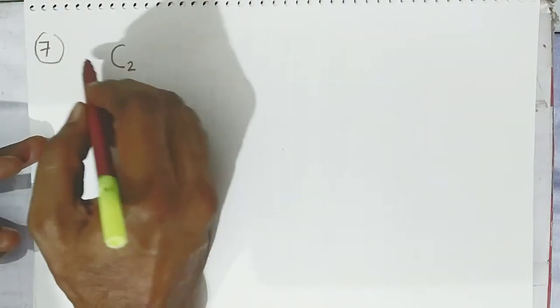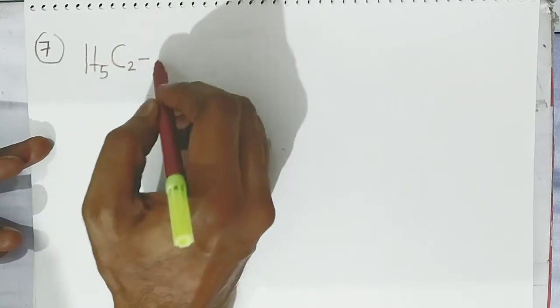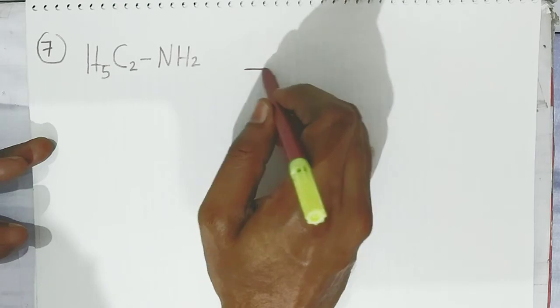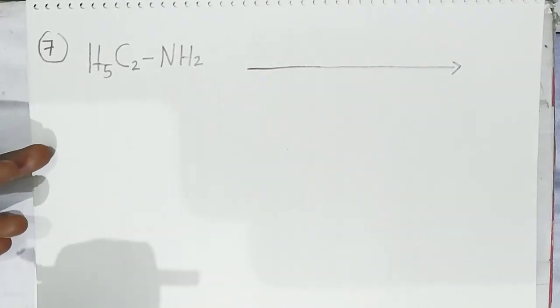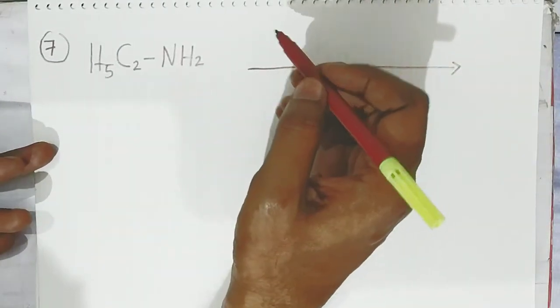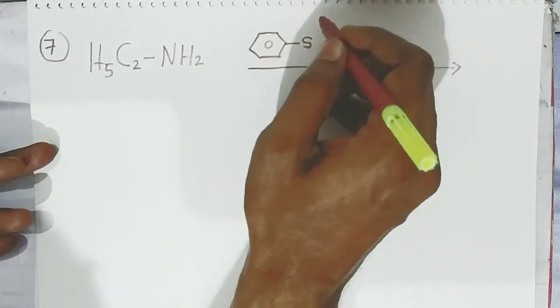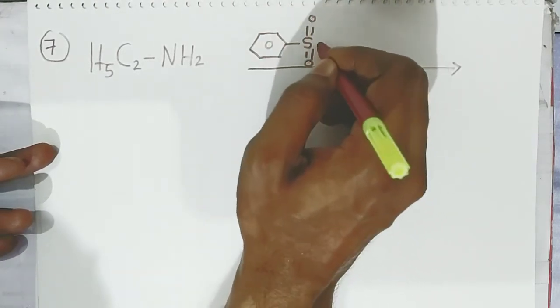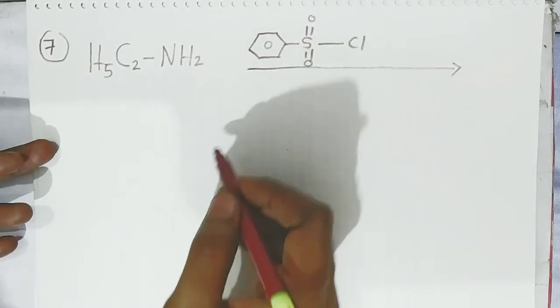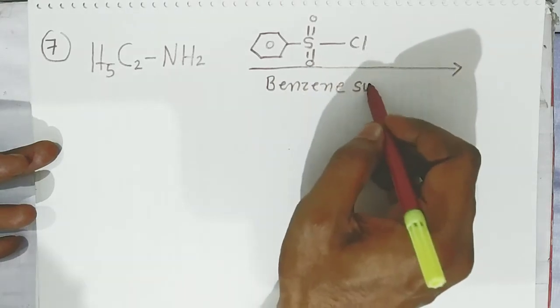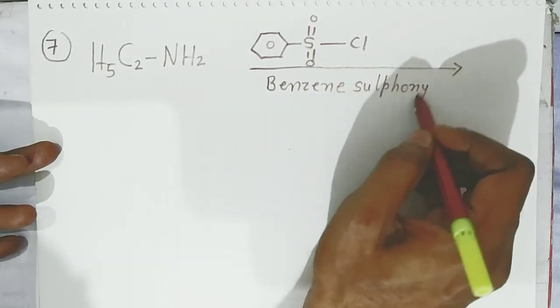Now, students, the seventh reaction of primary amines is when the primary amine, C2H5NH2, reacts with benzene sulfonyl chloride. This is the benzene ring which is connected to the sulfonyl group. This is the sulfonyl group which is connected to chloride. We call it benzene sulfonyl chloride.